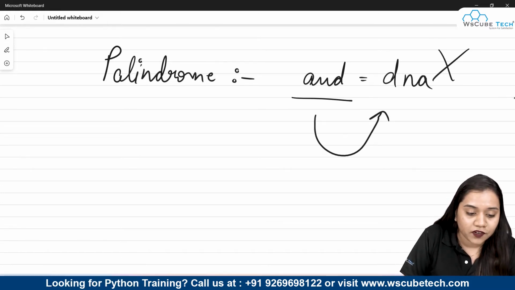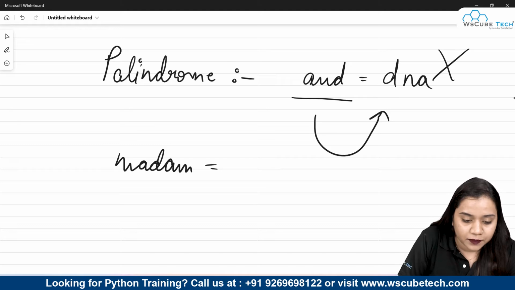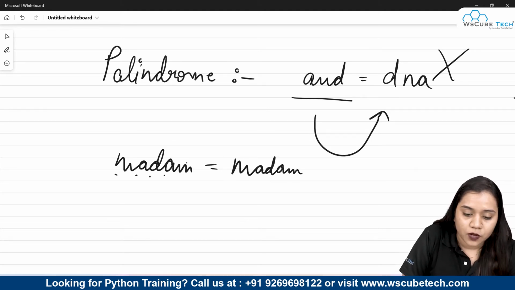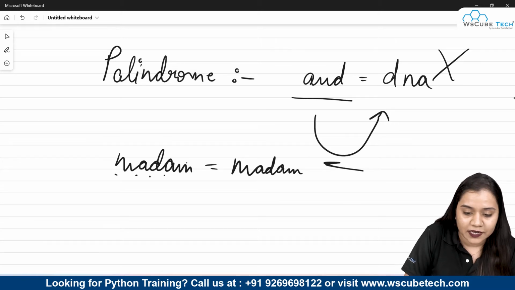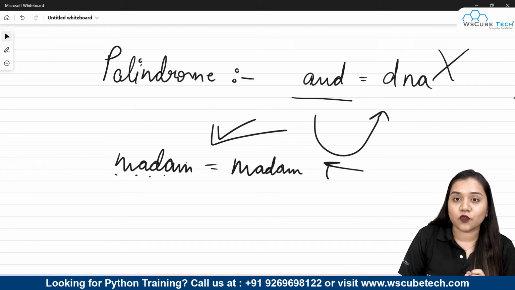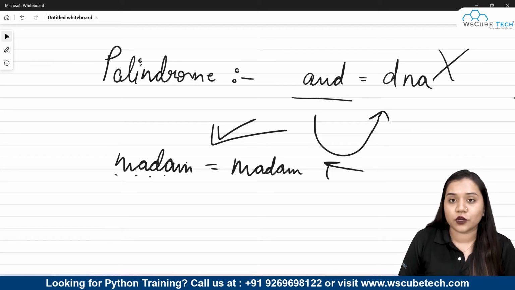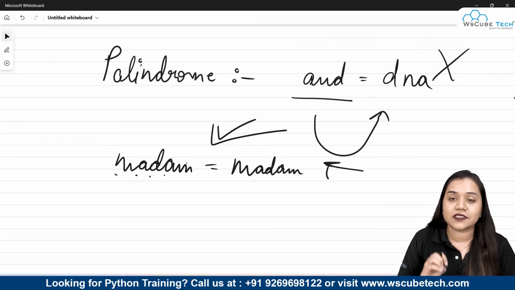For example, if I write madam, M-A-D-A-M, and then if I find the opposite of it, then it will be M-A-D-A-M. That means it will be the same. So the opposite of it will also be the same. That means this string is a palindrome. So palindrome strings are the ones that if you write the reverse of them as well, then also you will obtain the same output over here.